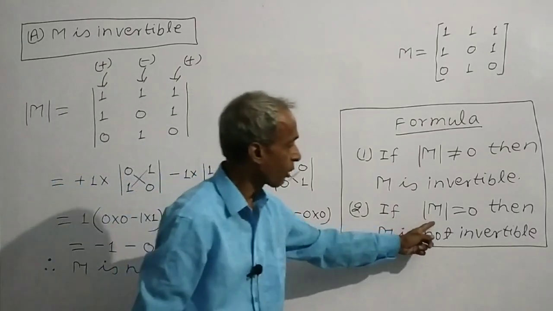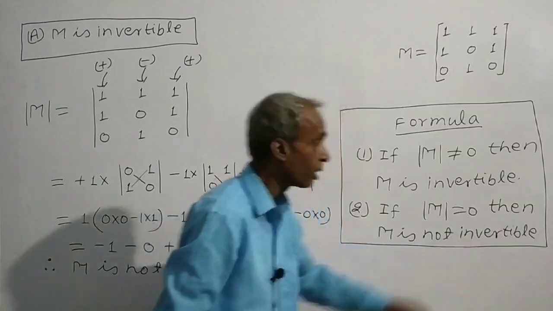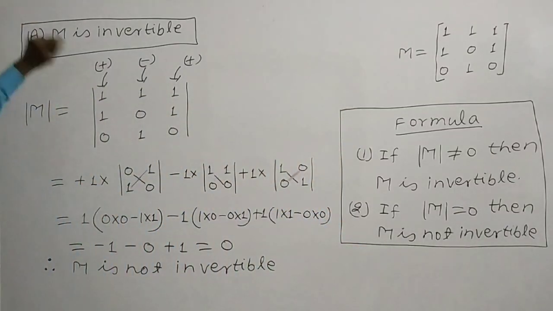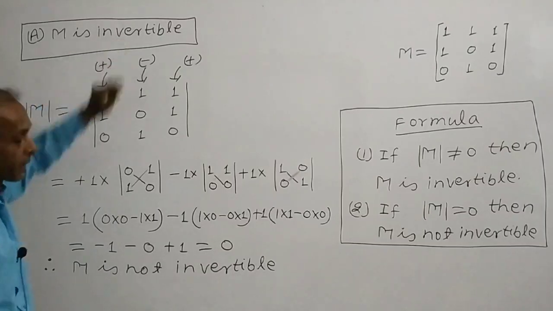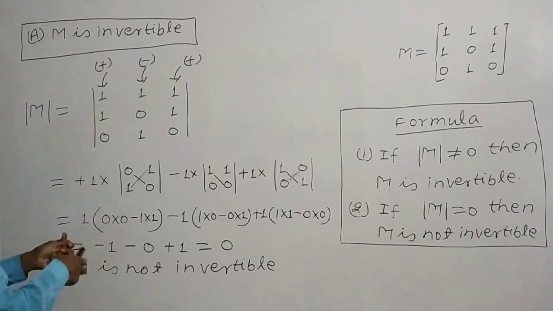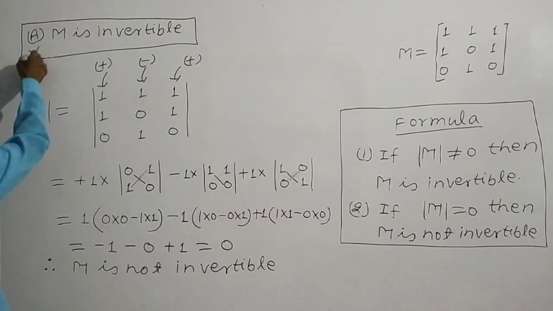When the determinant of M is 0, then M is not invertible. But option A says that M is invertible. That means this option is not correct.